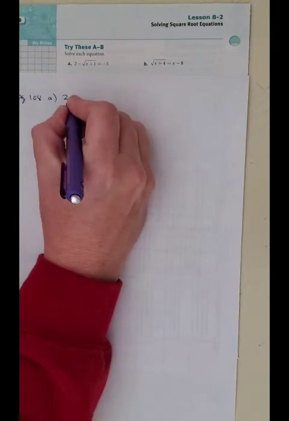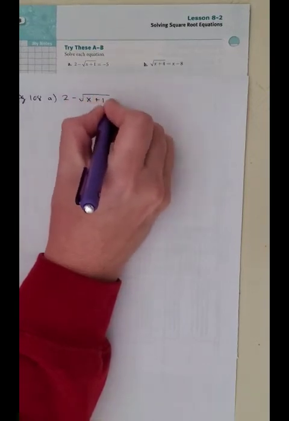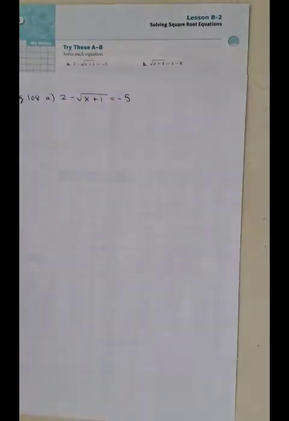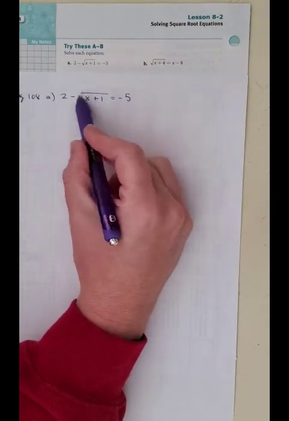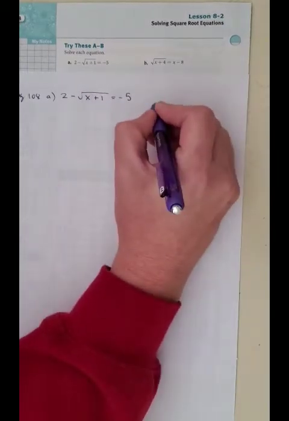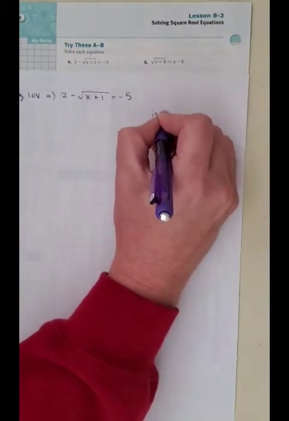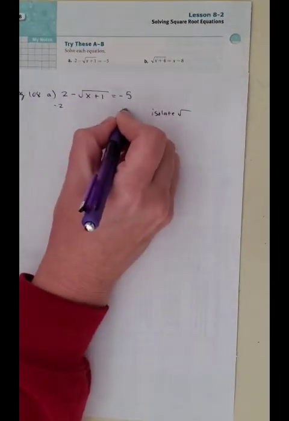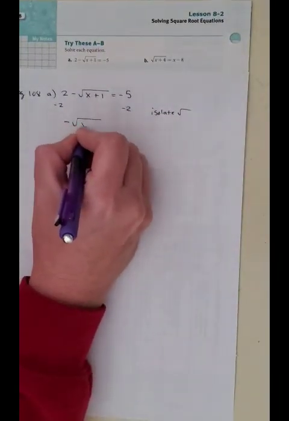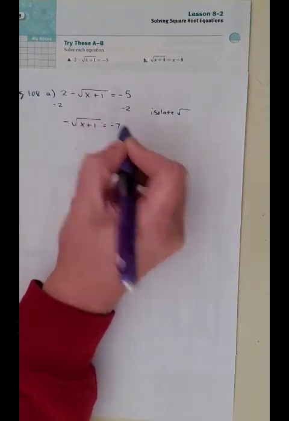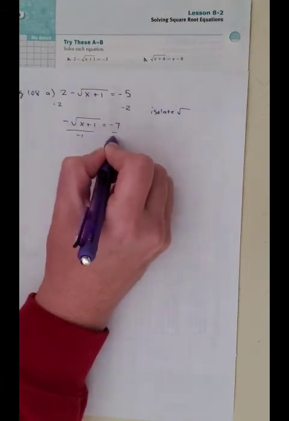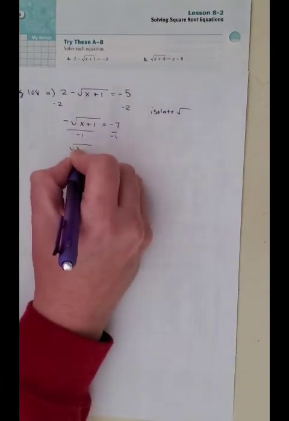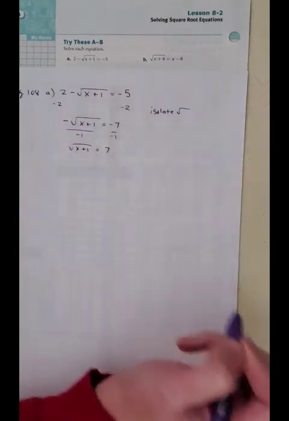We have 2 minus square root x plus 1 equals -5. Now earlier I said if you have a square root equal to a negative, you can stop. However, you do need to have the square root isolated. So we're going to follow our steps, which is step 1, we're going to isolate the square root. To do that, I would subtract 2 from each side. I get negative square root x plus 1 equals -7. And then I would divide both sides by -1. And I get square root x plus 1 equals +7.